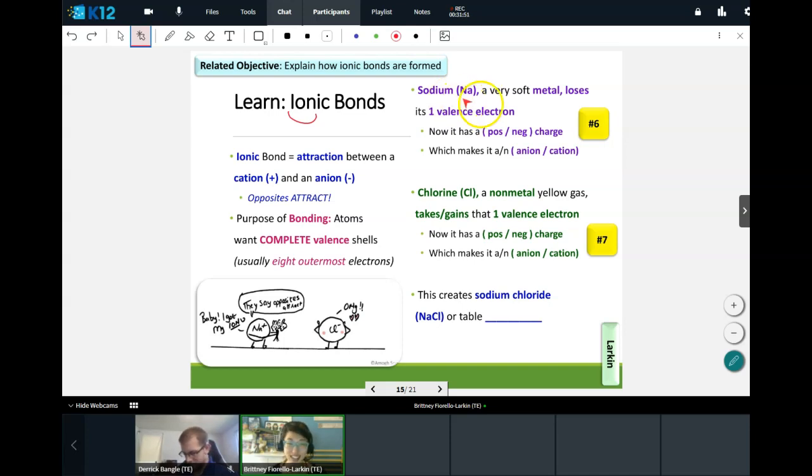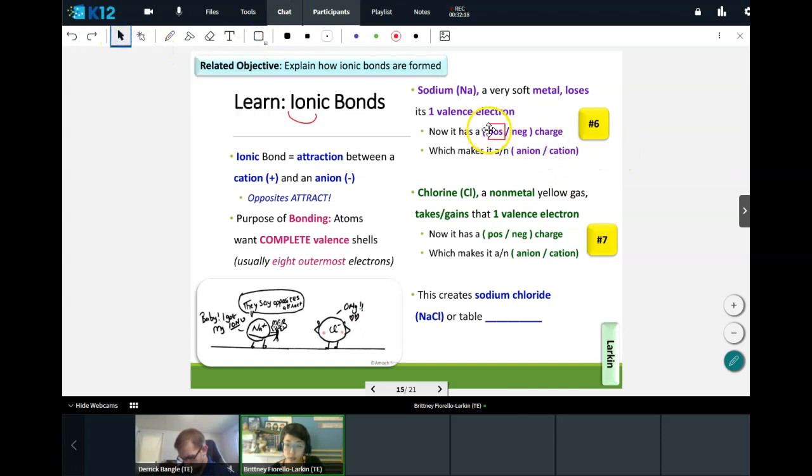Sodium, or Na, is a soft metal. It has one valence electron, and it will prefer to lose its one valence electron. So if it loses a valence electron, that's like losing a negative friend. So tell me in the chat, will it have a positive or a negative charge? If you lose a negative friend, will you become more positive or negative? Yes, absolutely. Losing negativity, you actually become a more positive person.